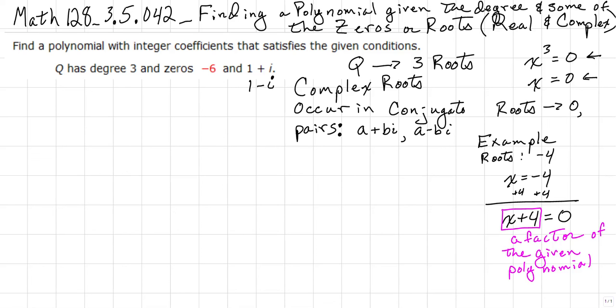So we'll start with this. x is equal to -6. That's a root, which means that I can rewrite this as x plus 6 equals 0. That x plus 6 becomes a factor of my given polynomial. That's my first factor.